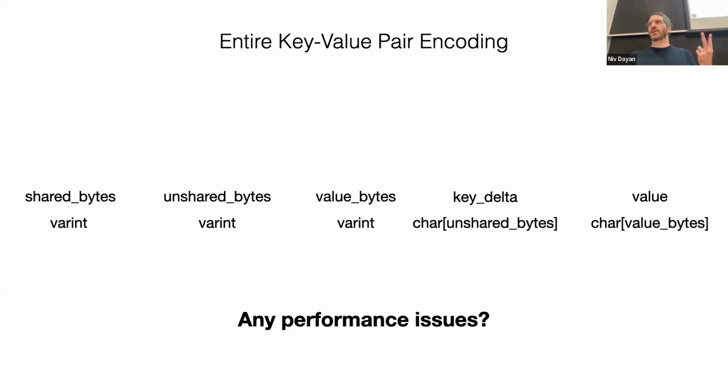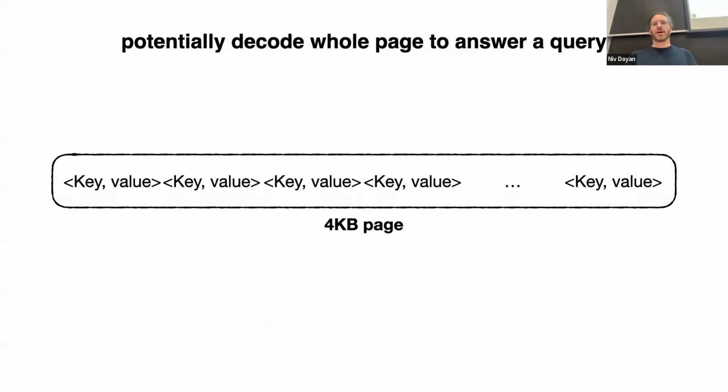Because, well, for two reasons, really. To put it succinctly, we have to potentially decode an entire page to actually get to the key value pair that our application may be trying to read, right? And this is because, first of all, our key value entries are variable length. So we cannot just randomly access them.